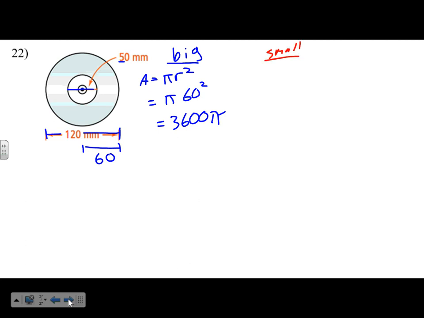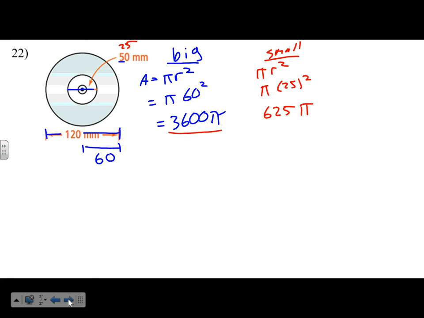So that's the big shape. And again, if you want to multiply this out, you can. I just think it's going to be a little bit easier if we wait. And the smaller one is pi r squared, and the r for that one is 25. Again, it's half of that. So it's pi times 25 squared. 25 squared is 625, so 625 pi.